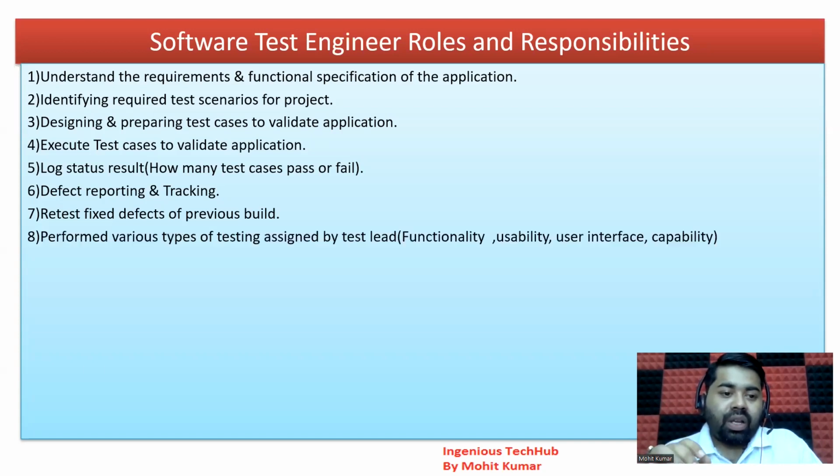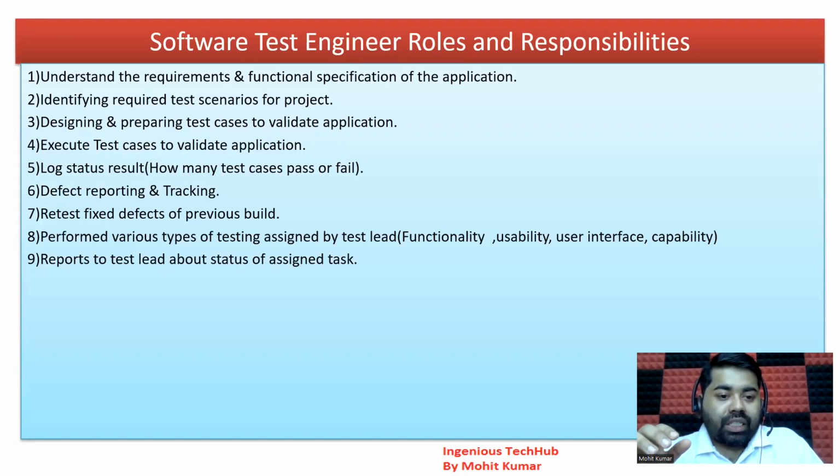Perform the various types of testing assigned by the test lead. So we are performing different types of testing here. Basically I have written functionality, usability, user interface, capability. For the main testing, we do smoke testing when the deployment happens. We can do sanity testing and we can do regression testing as well. Depending on what type of testing is required, we can do it according to the requirement.